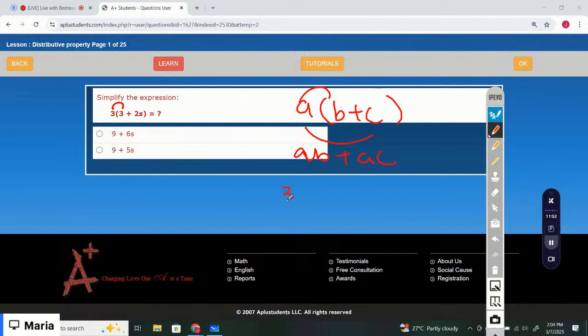So you have to do 3 times 3 and 3 times 2s. So that is 3 times 3 is 9 and 3 times 2 is 6. That is 9 plus 6s. Option number 1 is the correct option.